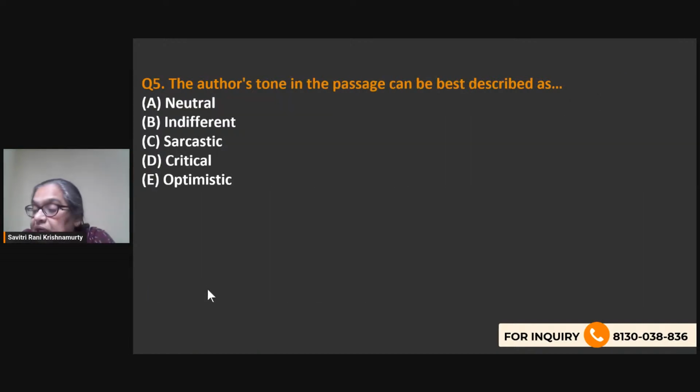The author's tone in the passage can be best described as neutral. Is he neutral? Not criticizing anybody? Indifferent? Oh, US has left, so what? Is that his attitude? Sarcastic? Has he used sarcasm, like irony, like using an exaggerated word, a word which means the opposite of what he actually is saying? Is he critical or is he optimistic? He is critical of the US decision to withdraw from WHO. Therefore, the correct answer is option D.